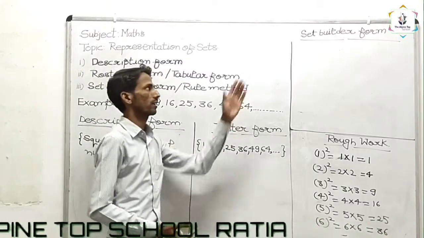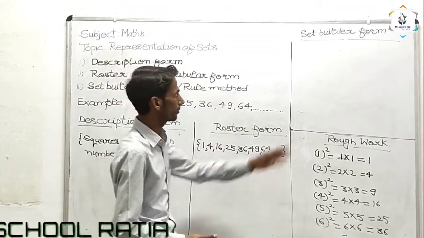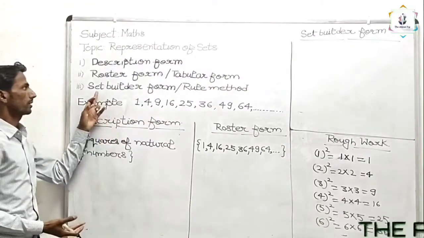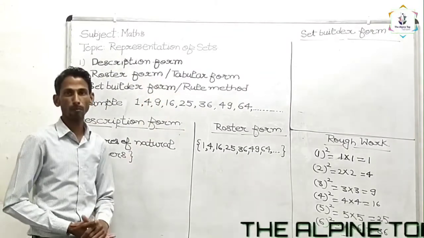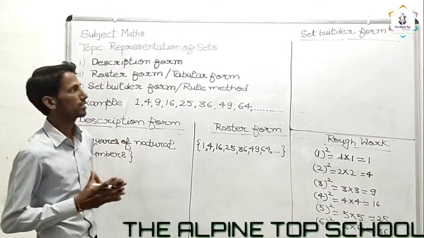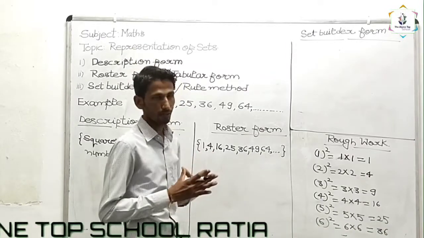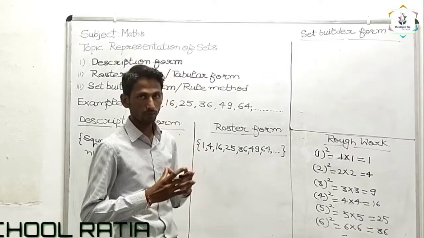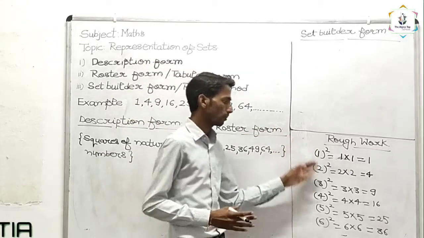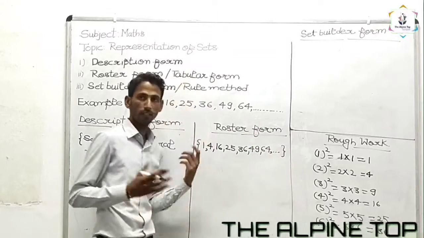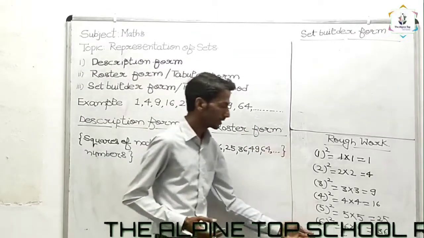Now, dear students, the third type of form we are going to discuss. What is the meaning of set builder form? You have already observed here, set builder form is another form, a rule method. It means in this form, which thing we have to keep in mind? We must observe some particular pattern and particular rule under which the given numbers are already noted. That I have already told in the rough work.